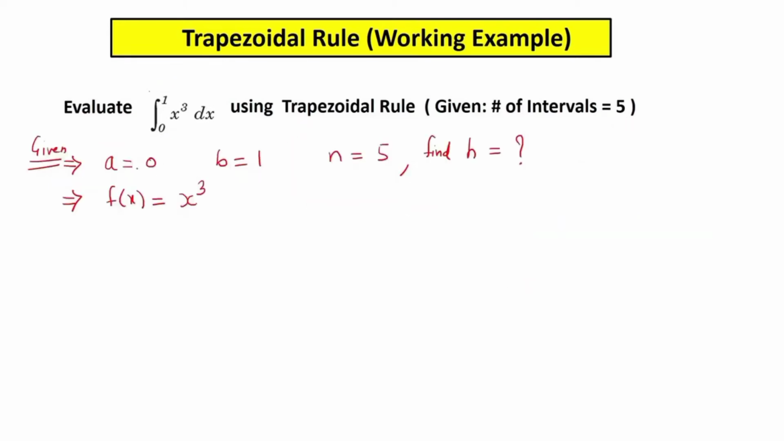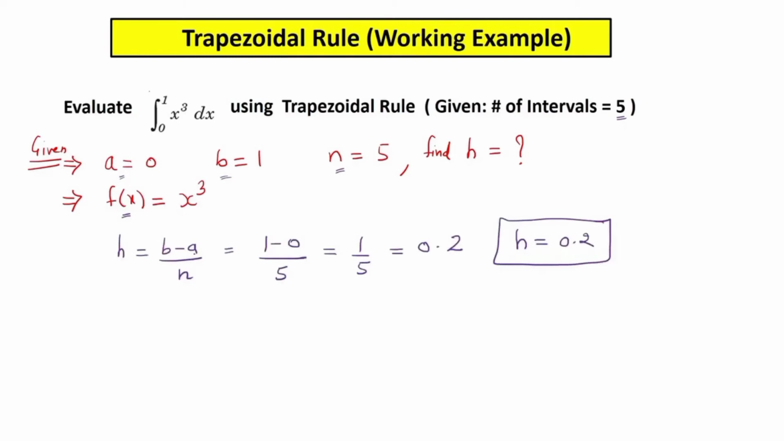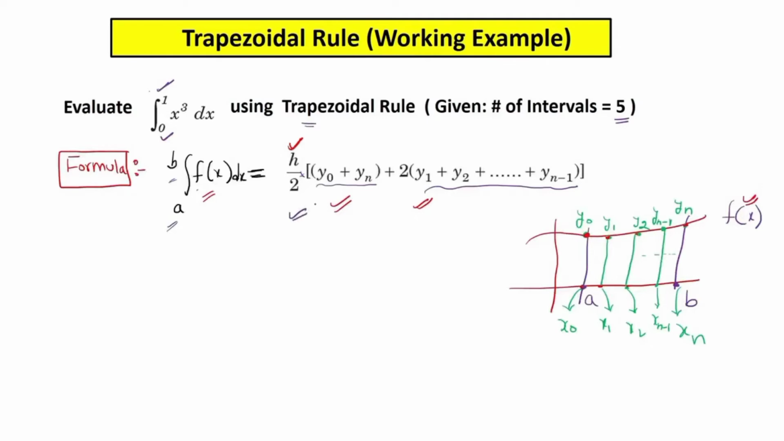In this question we are given the values of a, b and n, and we are given the function also, that is x cube. Now we first have to find the value of h. The formula for h is b minus a upon n. The values of b and a are 1 and 0, so 1 minus 0 upon n, which is 5. After evaluating this, we get h as 0.2. So this is the interval size or the step size. As we saw in the formula, we have to find the value of h and the values of the various y's. We have found h. Now we have to find the values of these y's.